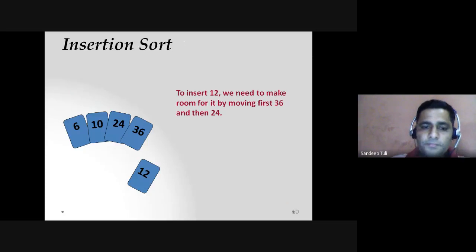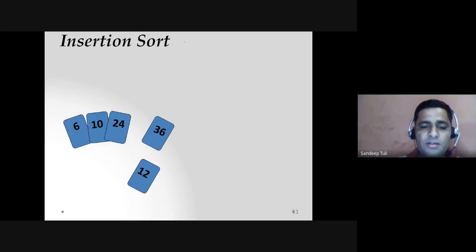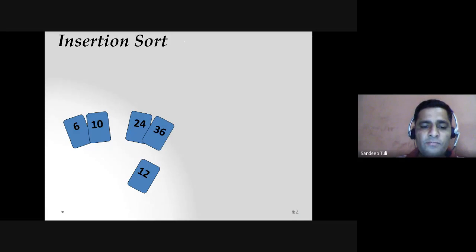Okay. Now again, this is the same concept. Like 12 I need to insert, to 6, 10, 4, 24 and 36, which is already sorted. So first of all, I need to shift 36. I need to shift 24. Then I can insert the 12 over there. Is it okay now? That is how we can make a space for that, and then we will be able to insert the element.